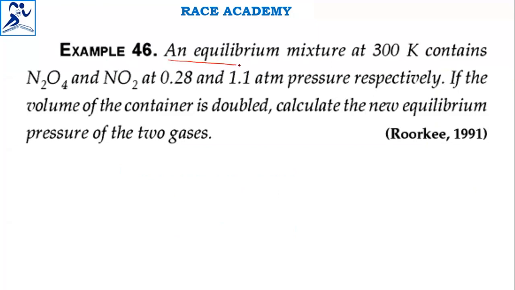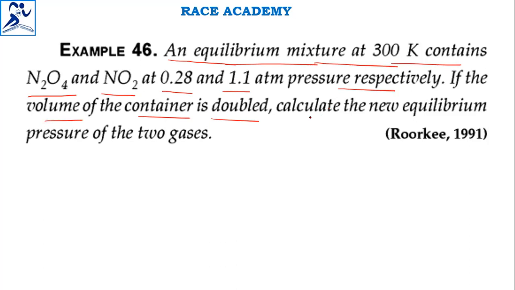An equilibrium mixture is at 300 Kelvin which contains N2O4 and NO2 at 0.28 and 1.1 atmosphere pressure respectively. If the volume of the container is doubled, then calculate the new equilibrium pressure of the two gases.